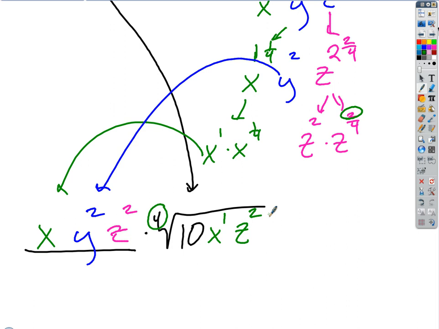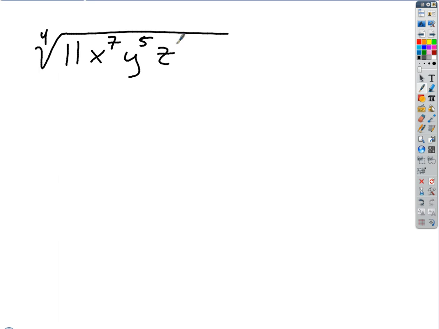Okay, now let's try one without all the writing. Let's just try to write the answer down. Let's see if we can do this. So what if we have the 4th root of 11 x to the 7th, y to the 5th, z to the 16th? Okay, that's going to equal some outside stuff times some inside stuff.